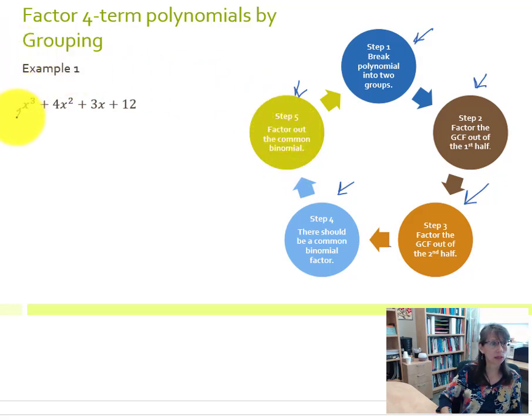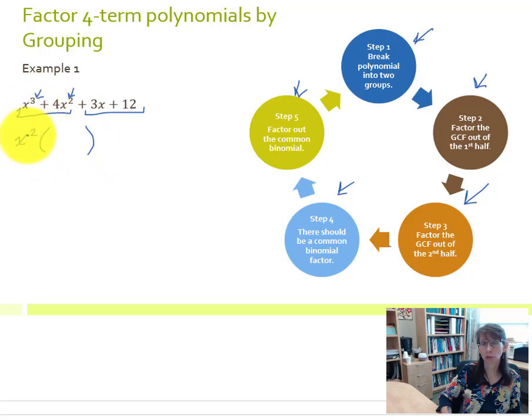So in order to break this into 2 groups, I'm just underlining the groups. Never use parentheses because that takes on a whole new meaning. So group 1, we notice that both terms have some x. We're comparing 3 with 2. 2 is smaller, so x squared is the greatest common factor.